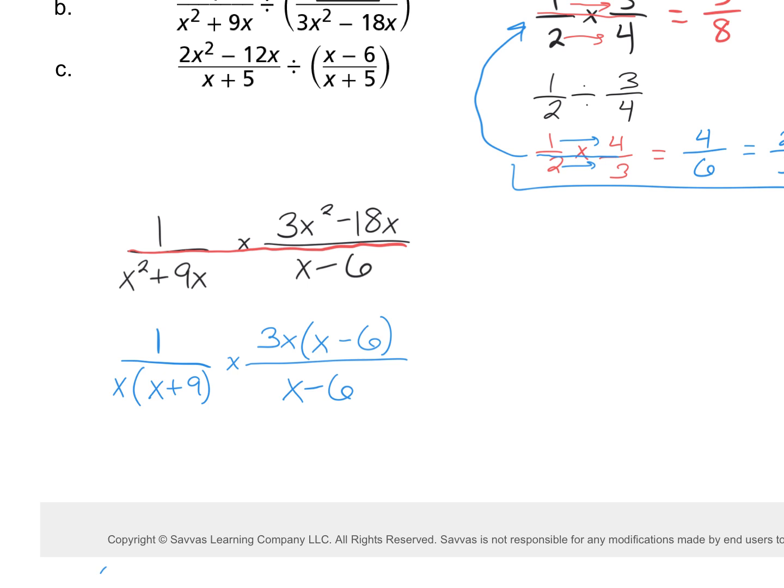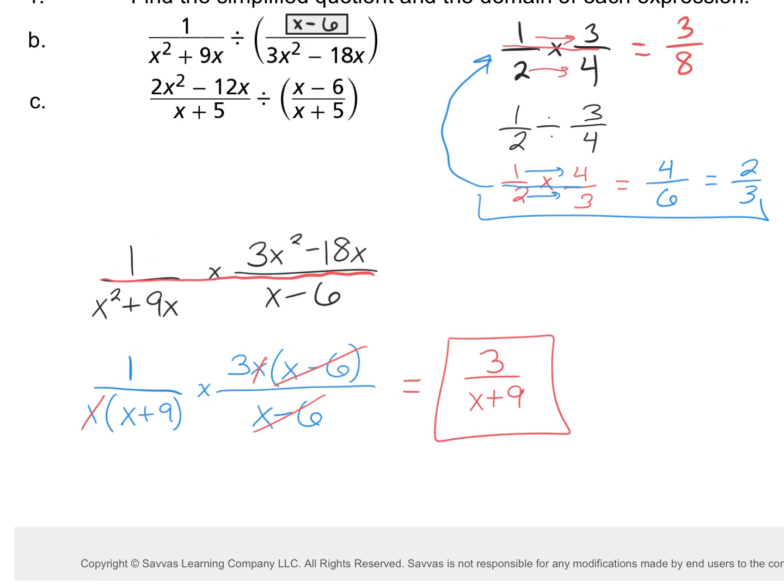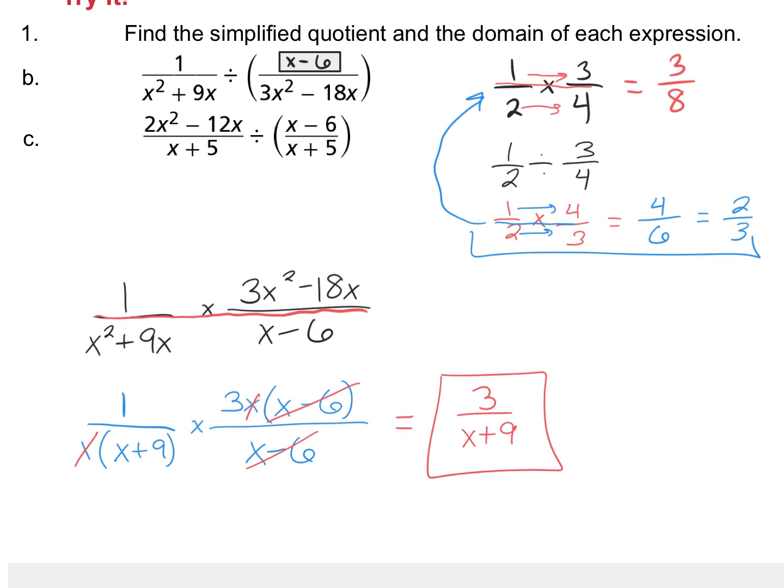Once I have everything simplified, what's my last step? Start canceling some things out. What cancels out? x minus 6. What else? The x's can cancel each other out. What else? Or are we done? That's it. So how do I write my answer? Whatever's left, right? What's left on the top? 3 over. Remember, you're multiplying these, so 1 times 3 is just 3. And then on the bottom, we have x plus 9. Done. Okay. So do you see how division is very similar to multiplication? We just have that one extra step. Okay. Go ahead and try 5b on your own.